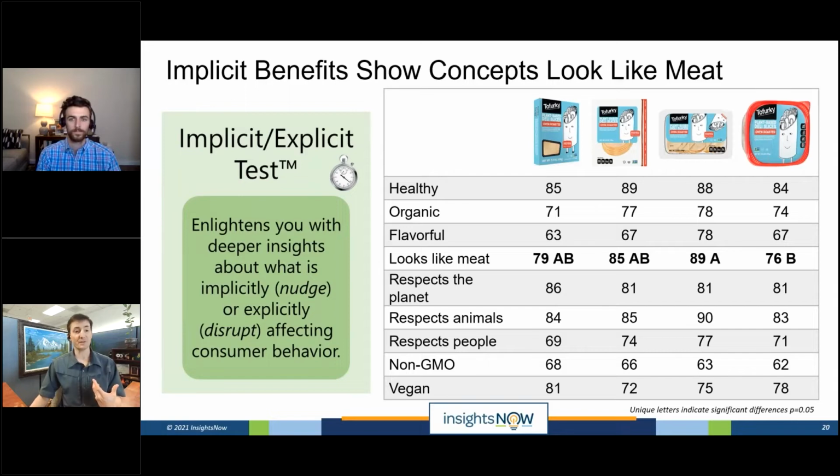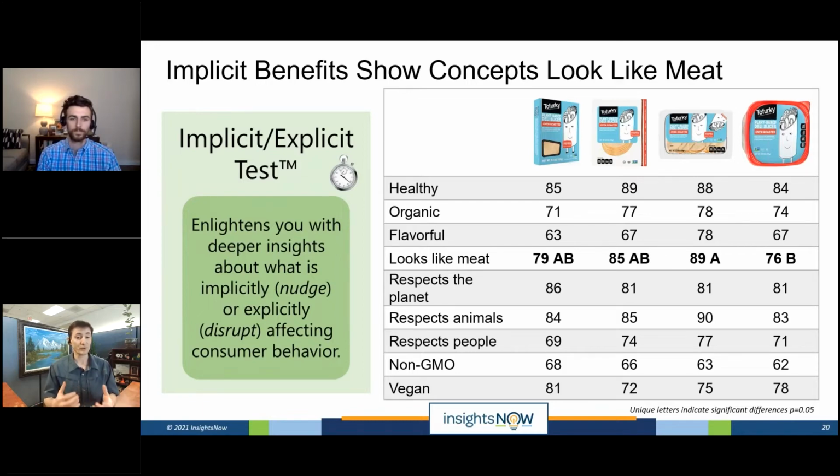Now, if we jump into the benefits that we studied here, these are all benefits that Tofurky has to perform on. So all of the new packaging would have to deliver just as well as the current packaging in order for it to be a packaging option that you would consider. And the only place that we saw a difference from the control is in the looks like meat section. So this could be both a positive and a negative, right? If you're from a design standpoint.